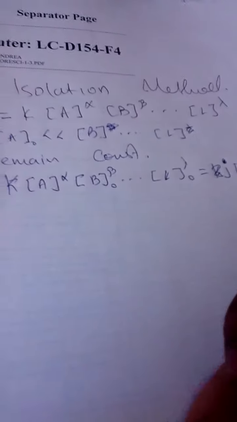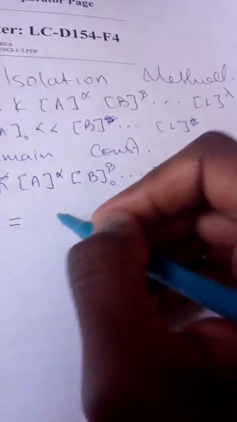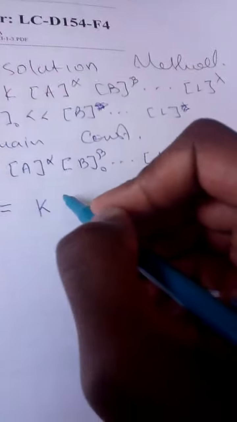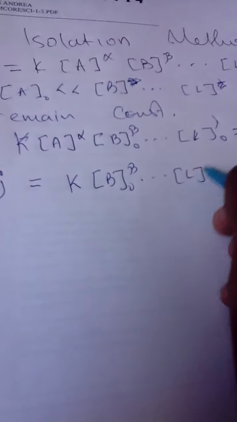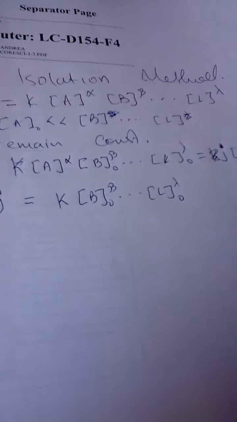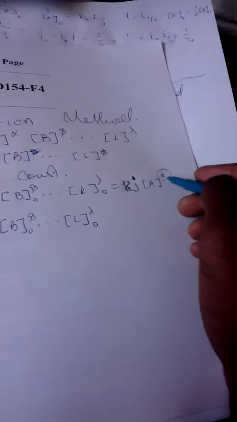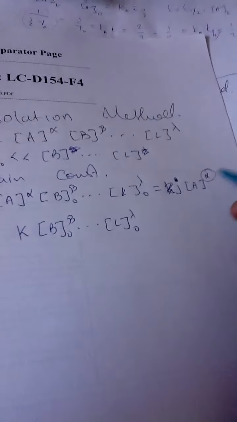So J equals k B0^beta and so on. We could find alpha from the first method, the half-life method, or from the Powell method, and after we find alpha, we'll find J. This is the isolation method.